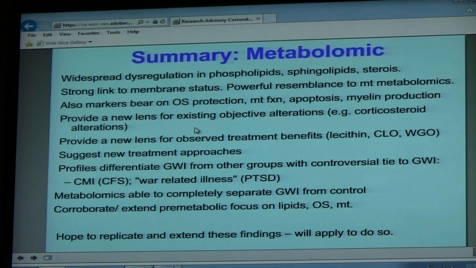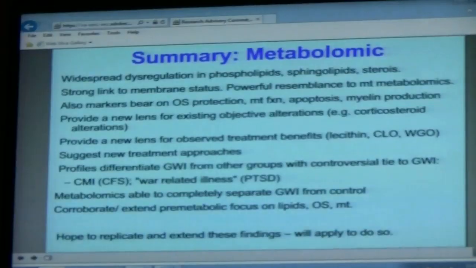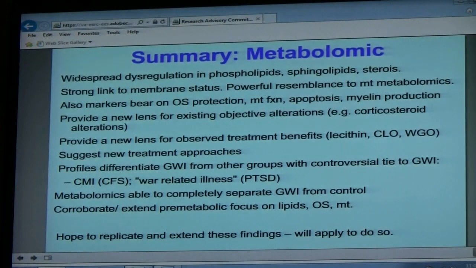These profiles differentiate Gulf War illness patients from other groups that have what could be considered a controversial tie to Gulf War illness. There are some that consider Gulf War illness just to be no different from a generic category of chronic multi-symptom illness that would encompass CFS, but in fact, some of the markers, according to Dr. Naviaux, are opposite in direction to those he observes in CFS. And those who've been on this committee for a long time know that there are other studies that show that some markers are different or opposite in direction in other chronic fatigue syndrome type cases relative to Gulf War illness. And also the markers are clearly distinct from one particular other war-related illness in the form of post-traumatic stress disorder.